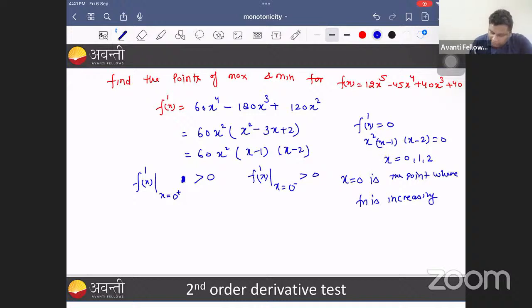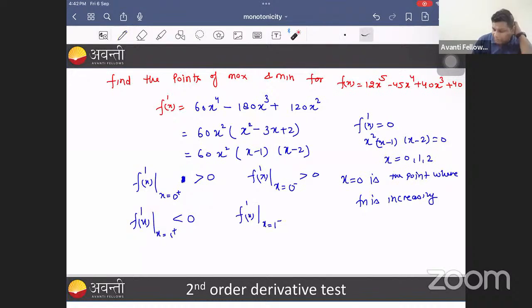All right. Now f dash x at x equals 1. Now see, in the right of 1: 60 positive, x square positive, x minus 1 will come positive because you are in the right of 1, but x minus 2 will come negative. So it is overall less than 0. In the right of 1, it is negative.